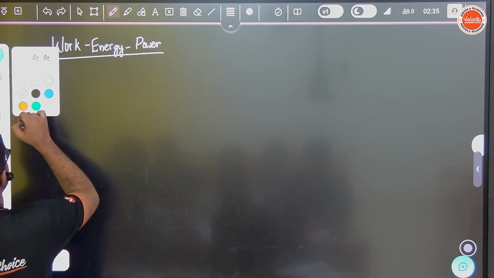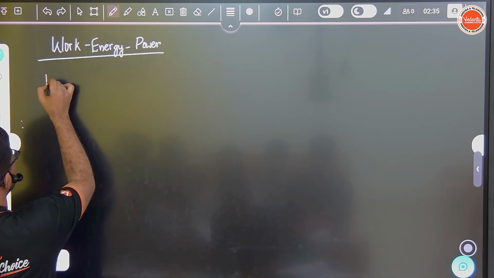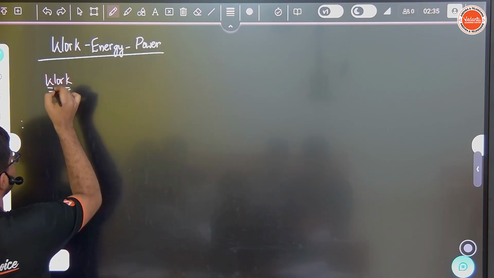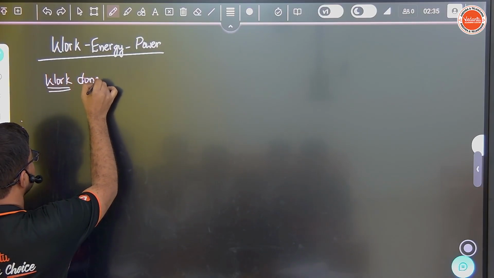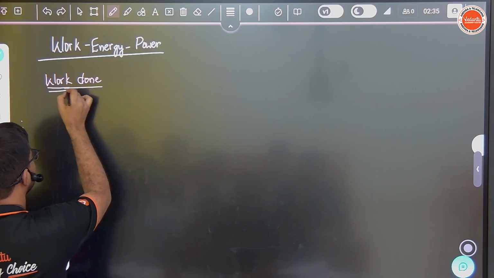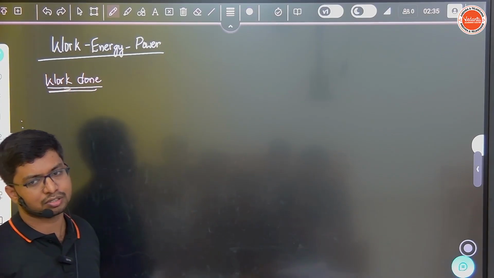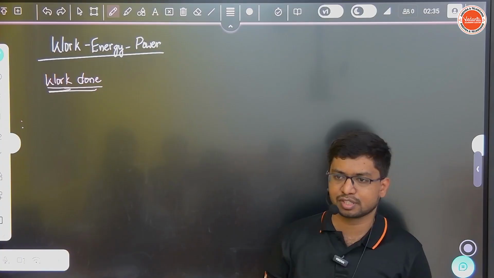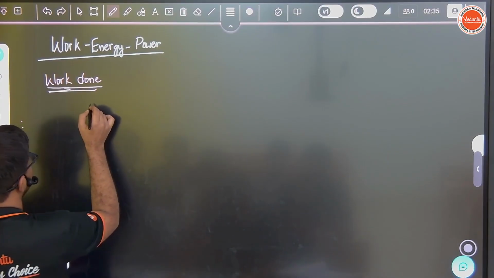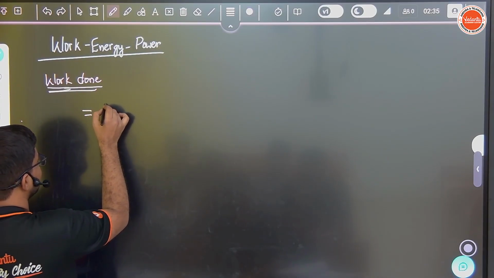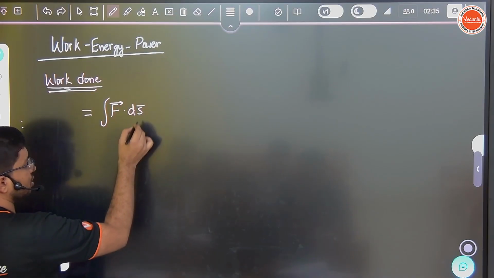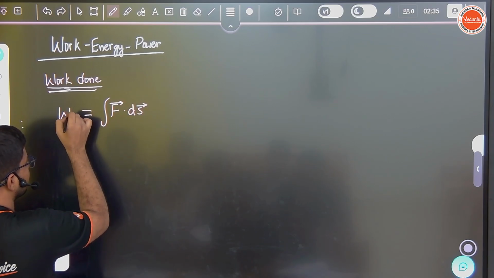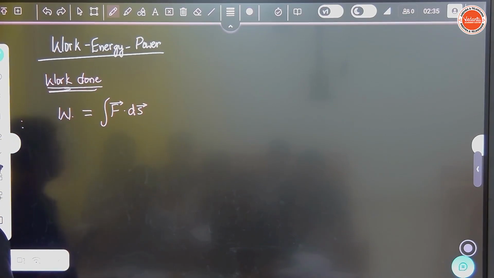Then come to the work here. So what is work done here? When I say work done, I'm talking about not the work done by me or you. It is work done by a force. Clear? Work done by a force. So mathematically, we define this as the integral F bar dot ds bar. Clear? Integral F bar dot ds bar. Only this much you need to know about the work done here.